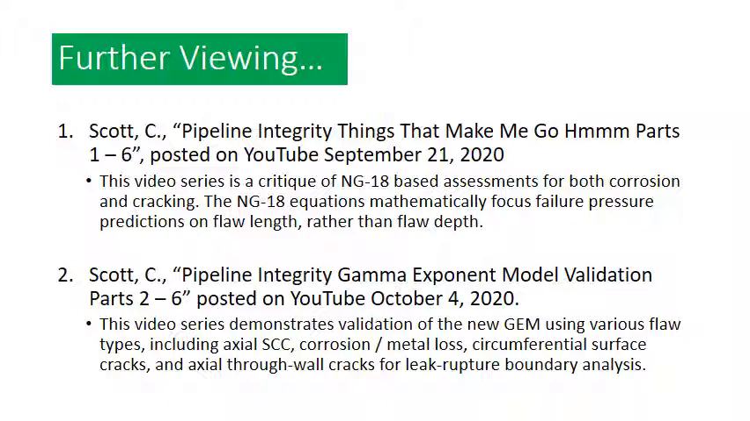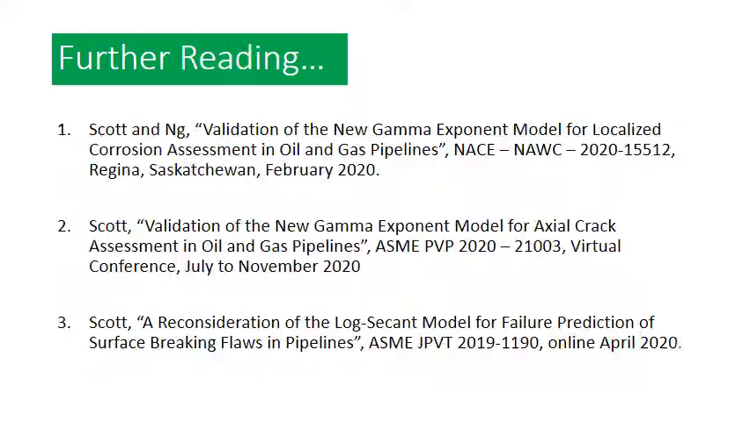I'd also like to recommend that you take a look at the other 5 parts of this video series, where I'm looking at validation of this new gamma exponent model using several other flaw types, including axial stress corrosion cracking. We've got some corrosion or metal loss, circumferential surface cracks, and axial through wall cracks for leak rupture boundary analysis. And you can find those all through YouTube, so please help yourself.